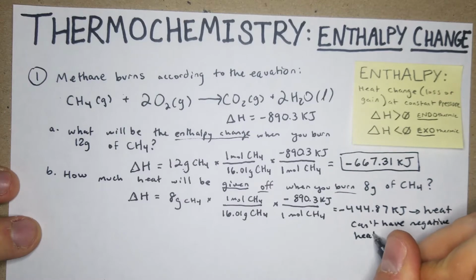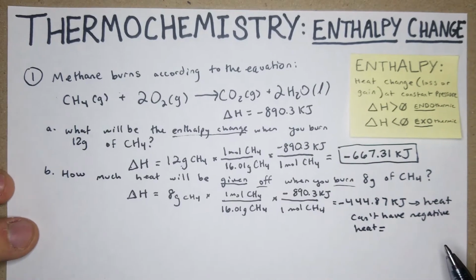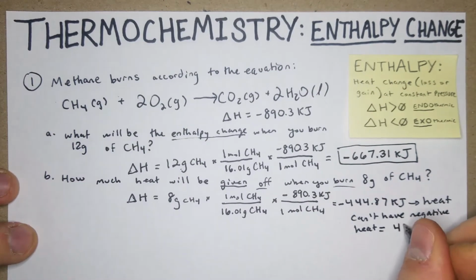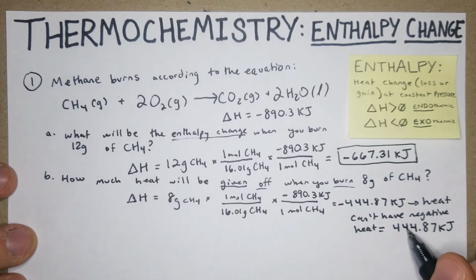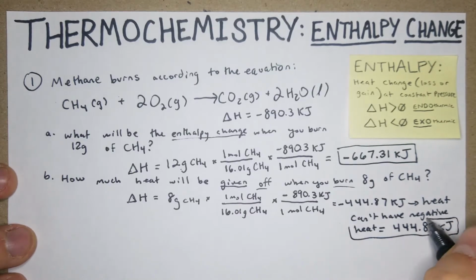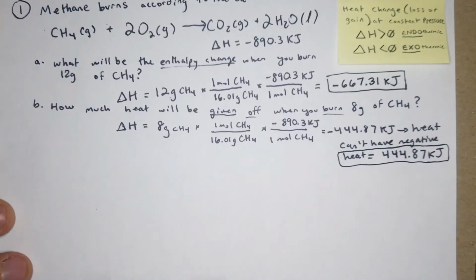I think some people might not actually care, but if you want to have the technically right answer, you want to be able to defend it. There's no way you can be told you're wrong if you write for heat 444.87 kilojoules, and just leave it at that, because this is a heat. It's not a change, and this is just how much heat. So there's your answer. And we'll just keep going from there, I guess.